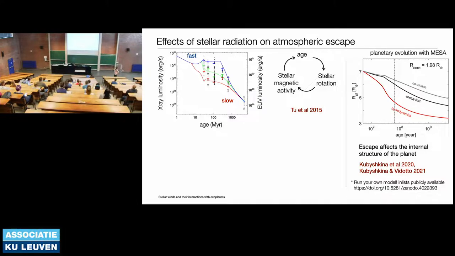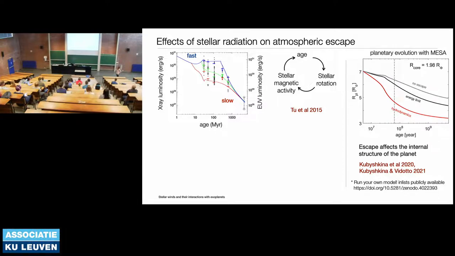So the planet would, in theory, evolve like this. But if you actually take into account hydrodynamic escape, so you remove atmosphere of your planet, then the evolution track it will follow is the one that is shown by the red line. Now, this computation is done with a code that was originally developed to study stellar evolution. So the code is public. If you have used it before, you can download the inlists and you can actually evolve your own planet.